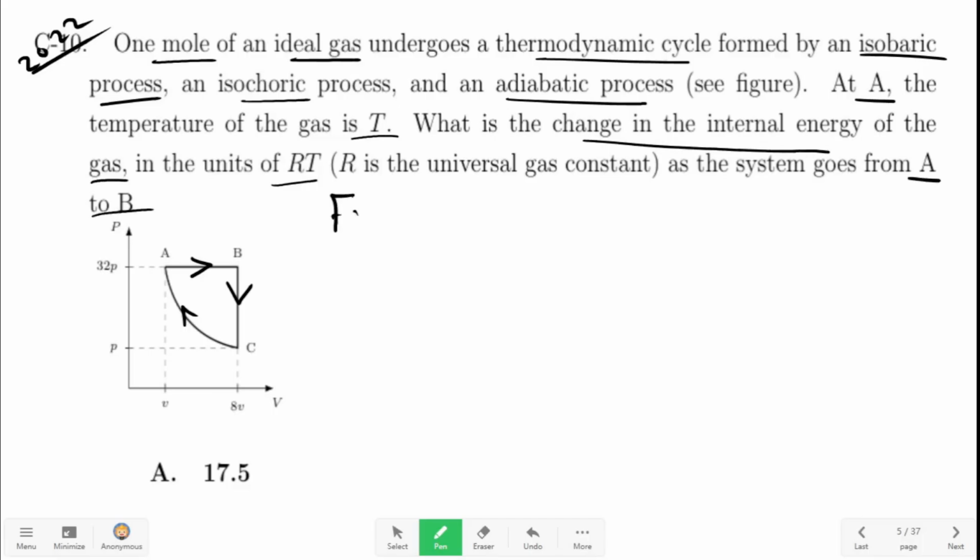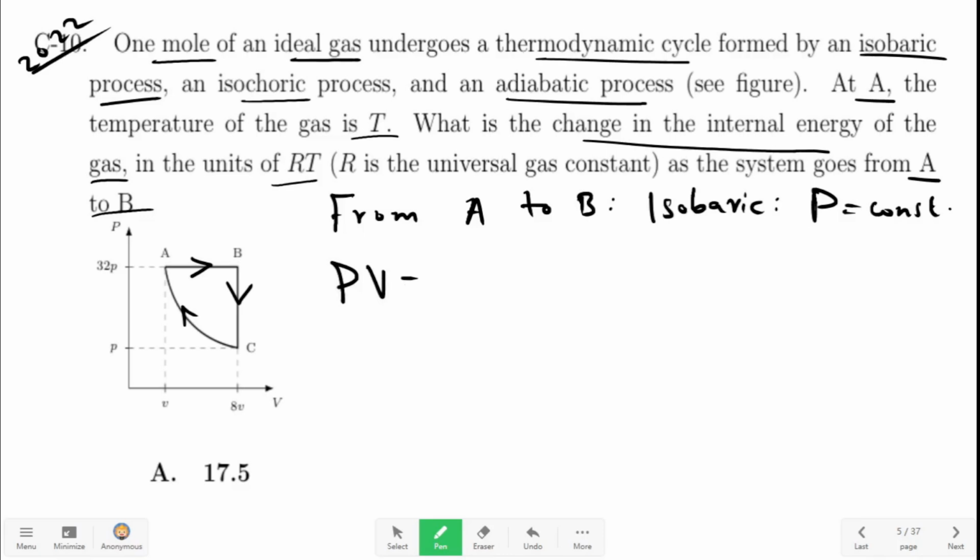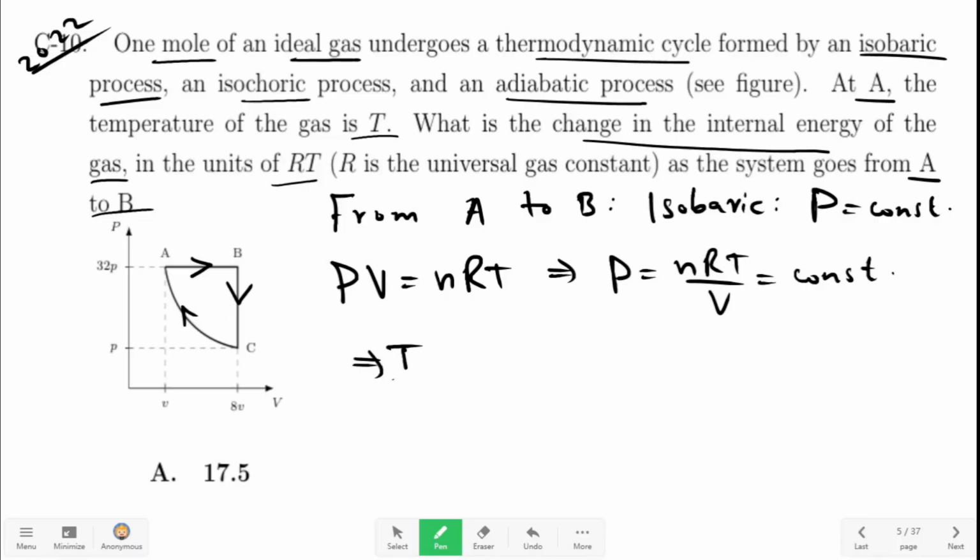So when the system goes from A to B, the process is isobaric process, which means P is constant. Now the gas given is ideal gas, which means it obeys ideal gas law, which is PV is equal to nRT. From here we can say P is equal to nRT by V. This is equal to constant. Now n and R are already constant. n is given to be 1 mole. R is universal gas constant.